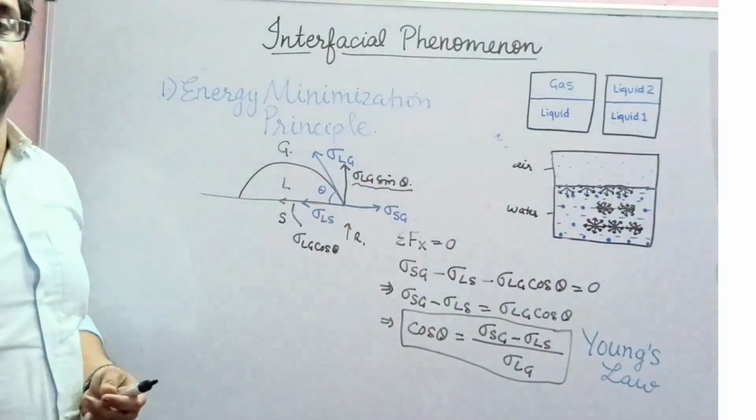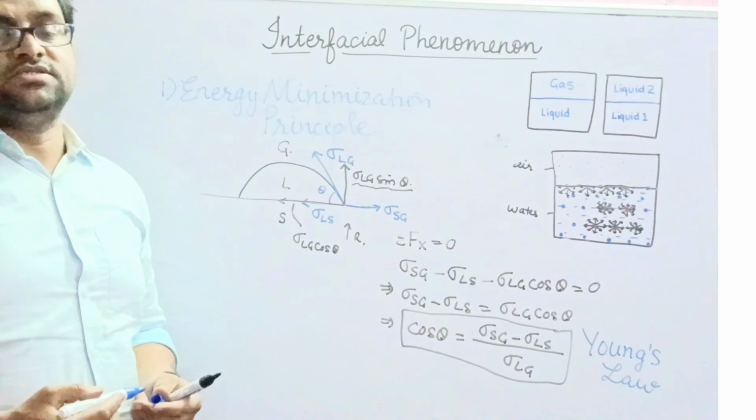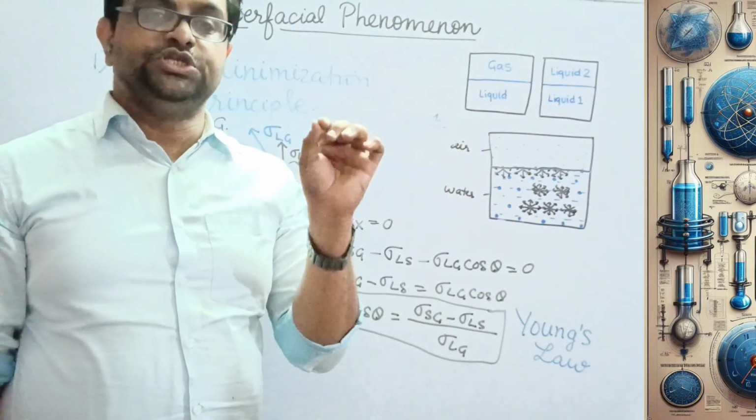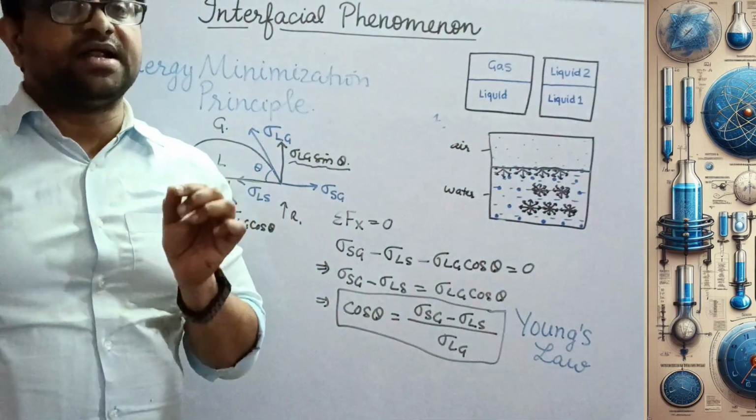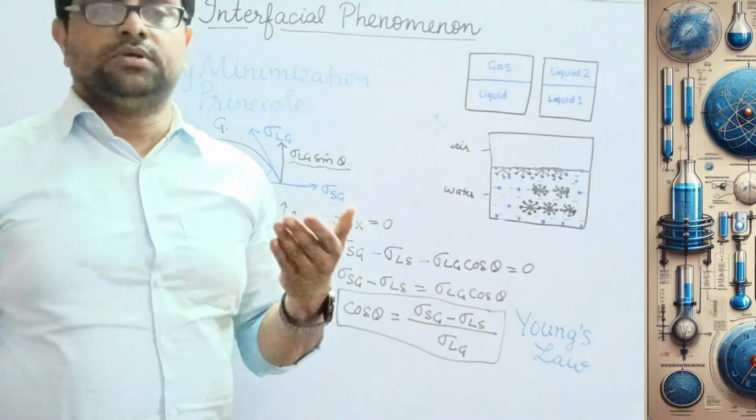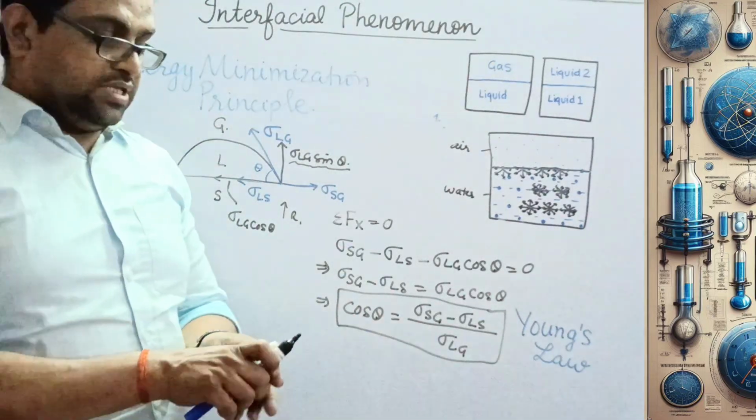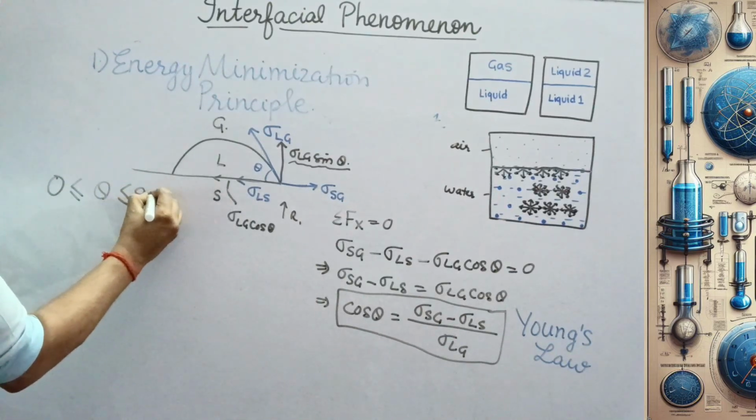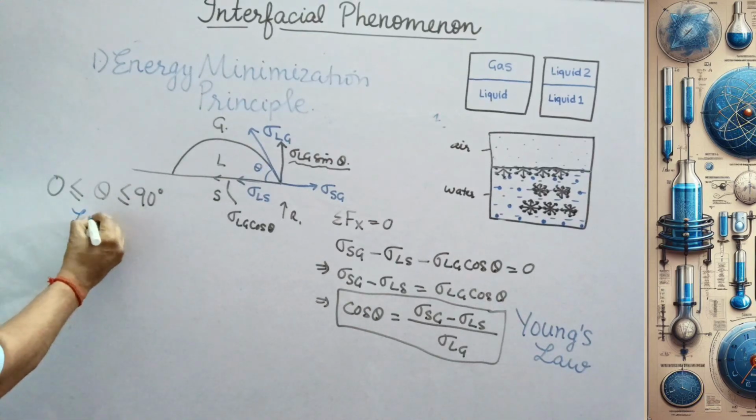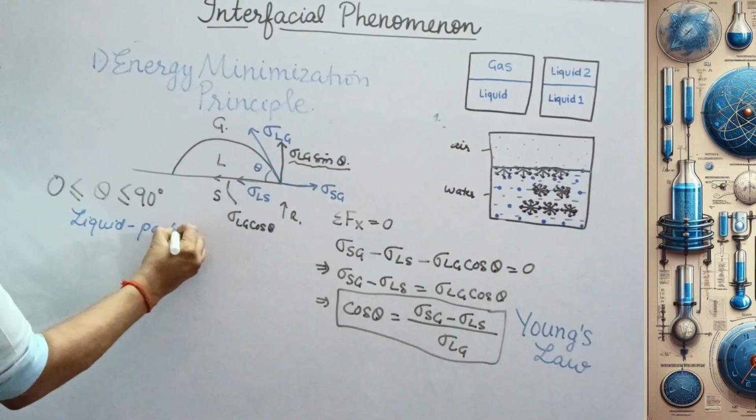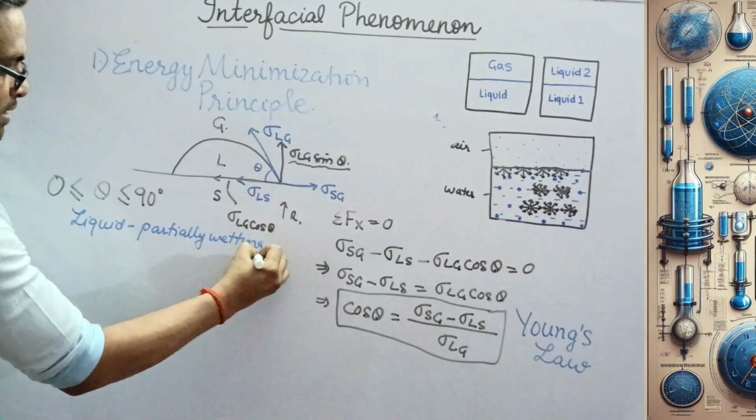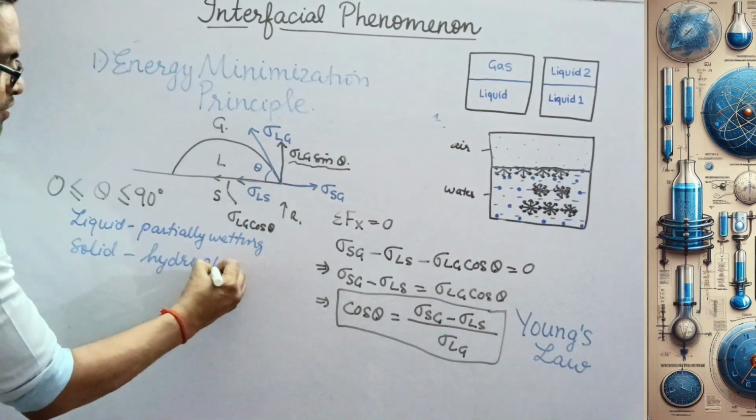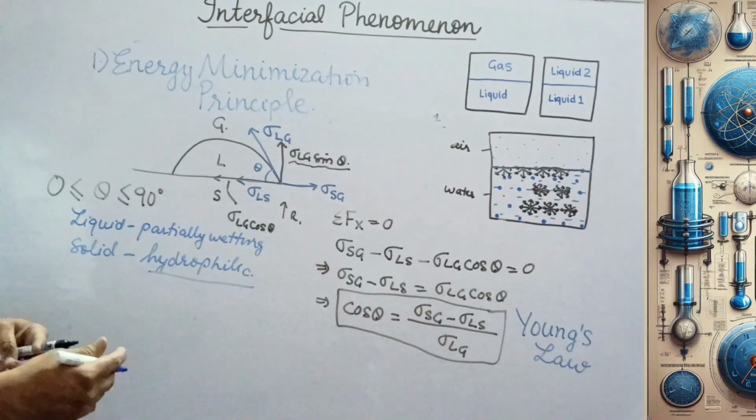It tells us the various conditions when a liquid is wetting the surface or non-wetting the surface. Young's law has further implications. If the value of theta is greater than or equal to 0 degrees and less than or equal to 90 degrees, then the liquid is termed partially wetting, and the solid substrate will be known as hydrophilic, which means an affinity towards water.